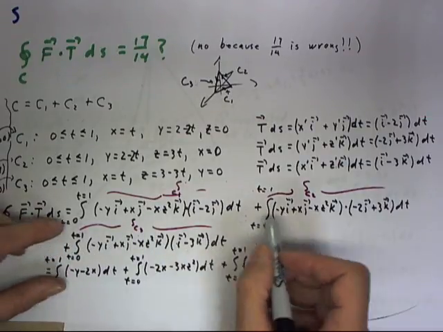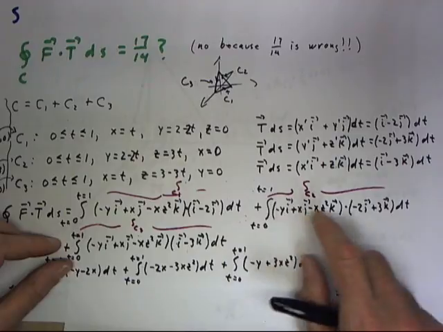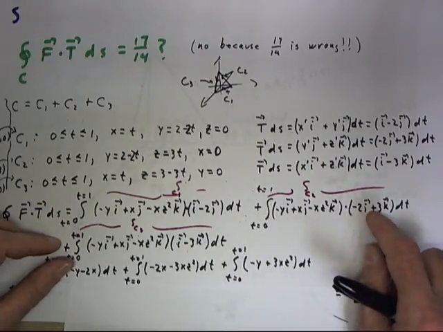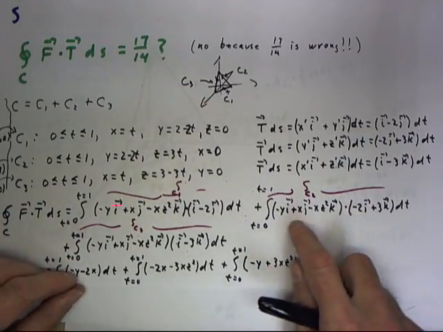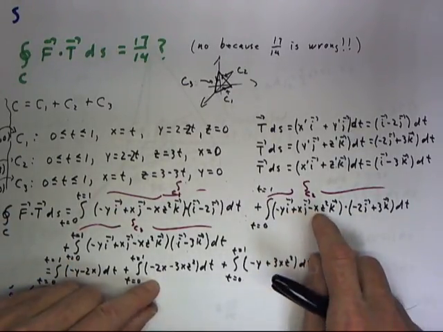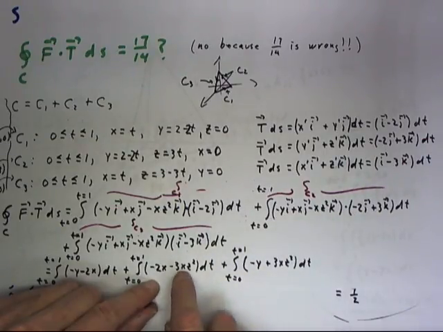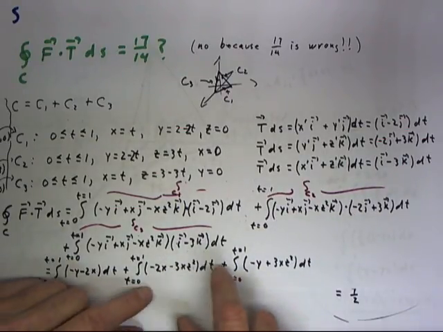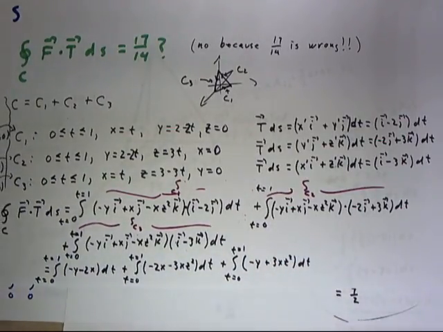On the second integral, we have negative yi. We don't have an i component, so that contributes nothing. We have xj and negative 2j, so that's going to give us negative 2x. Negative xz squared k and 3k is going to give us negative 3xz squared, so we're going to have this integral, and here we're going to have this integral.